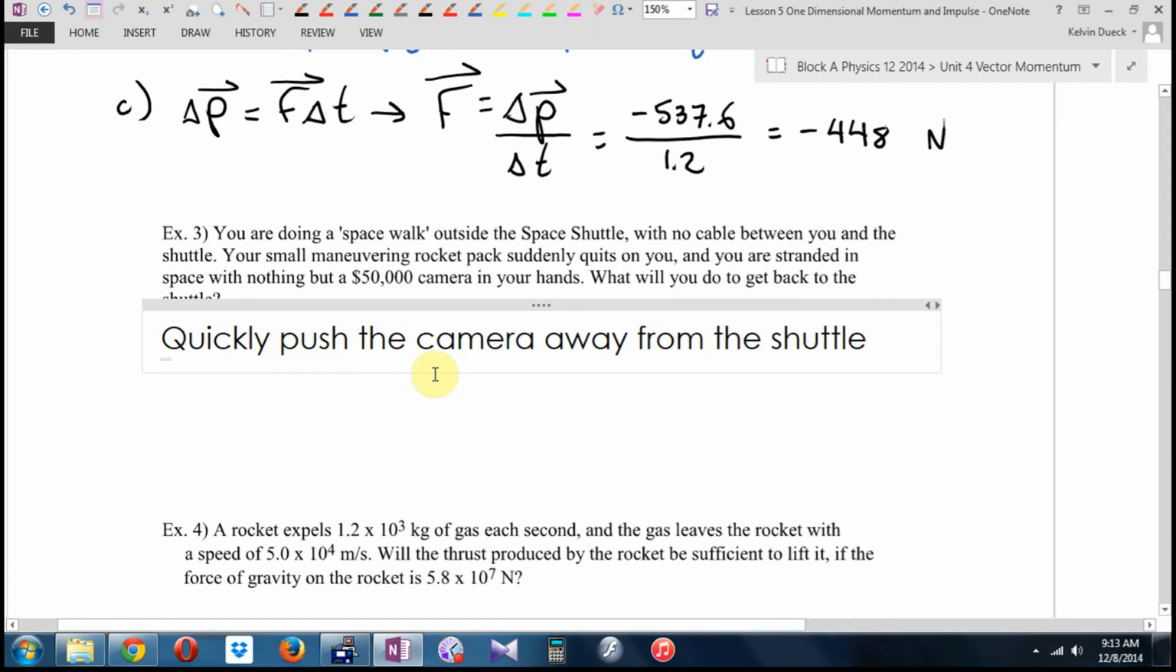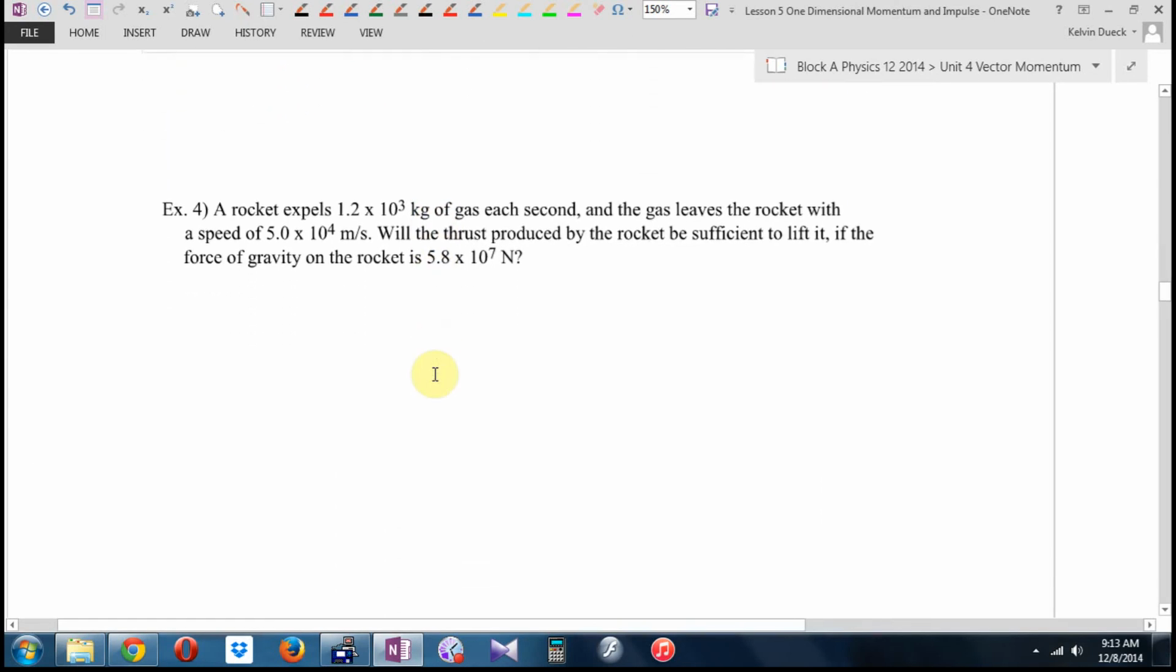But actually, this is how rockets work, and this is why they work in outer space. All rockets do is they expel mass out the back. Fuel, gas particles, air, whatever. Gas. And because there's mass going backwards times velocity, momentum says you must also have mass times velocity going forwards. So a rocket expels 1.2 times 10 to the third, 1,200 kilograms of gas each second. And the gas leaves the rocket with a speed of that. Will the thrust produced by the rocket be sufficient to lift it if the force of gravity on the rocket is that there?